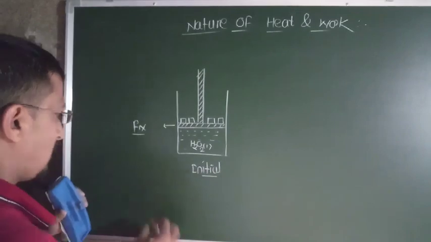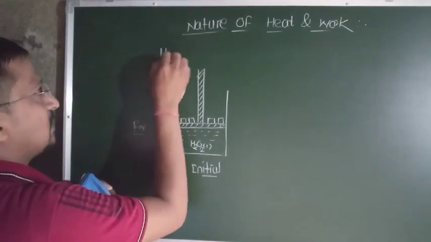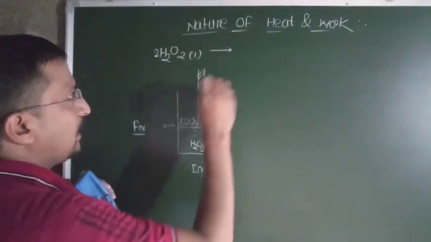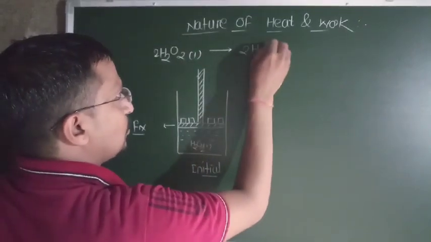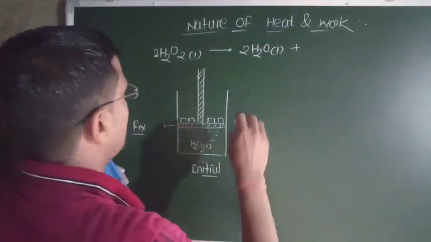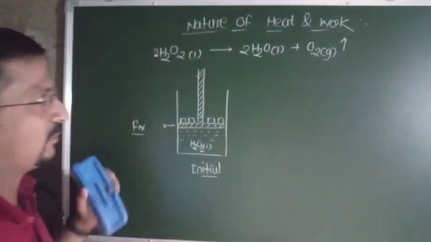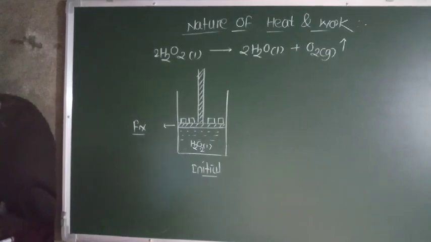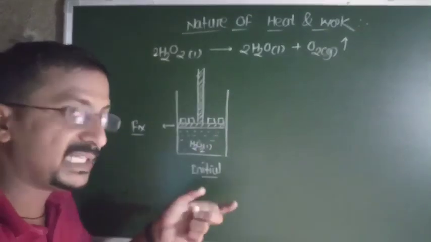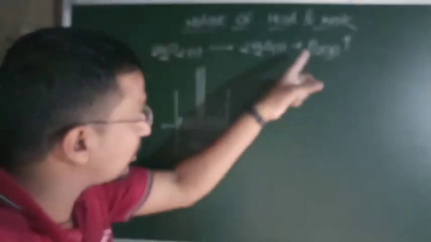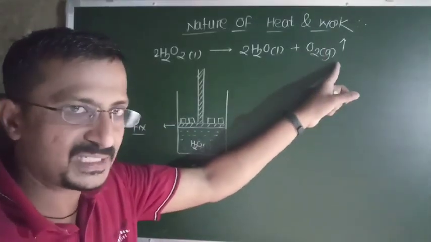Now what happens here? If we write the reaction, it is hydrogen peroxide, 2H2O2 liquid. If it decomposes, it gives 2H2O liquid plus O2 gas, in upward direction. Means after some time there is a decomposition of hydrogen peroxide, and due to decomposition, one of the products formed is in the gaseous state.